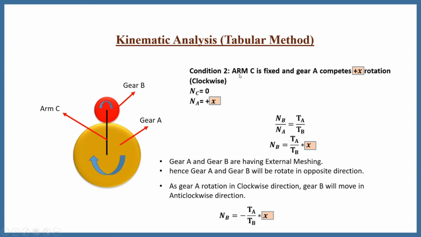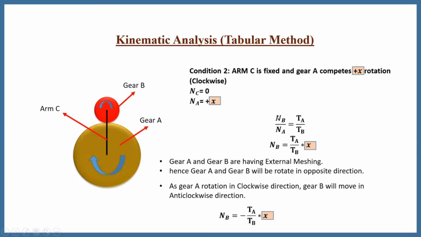Next, in the second case, arm C is fixed again, just like in condition 1, but instead of plus 1 rotation, gear A now completes plus x rotation. That means NC is equal to 0 and NA is equal to plus x rotation, where plus x means the clockwise direction. You have the choice: you can take plus for anti-clockwise also, and according to that your sign gets changed, but ultimately you will find the same answer and the same directions. Now NA is equal to plus x.